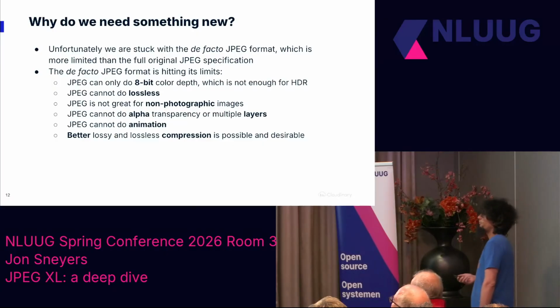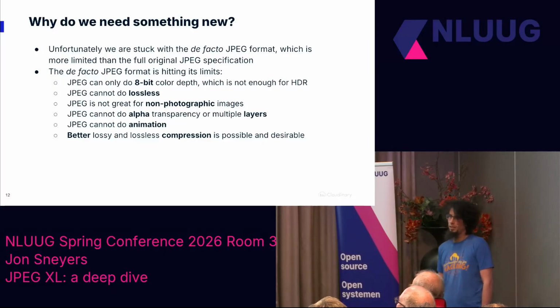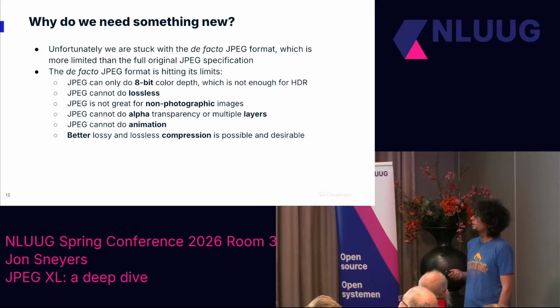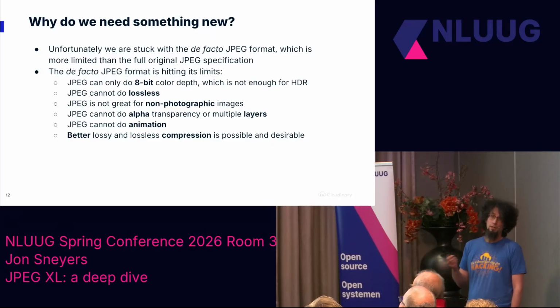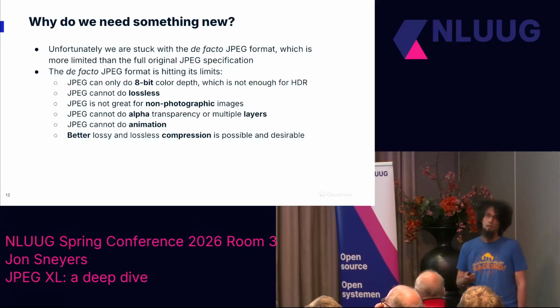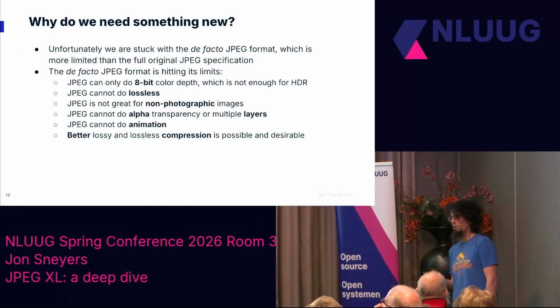So the biggest limitations at the moment are the 8-bit limitation, which means it's not suitable for high dynamic range photography, which requires more precision than this, and that it cannot do lossless. Also, it cannot do alpha transparency. And the compression you can get with JPEG is suboptimal. It was designed for the compute power that was available in the 90s. We can do better now.